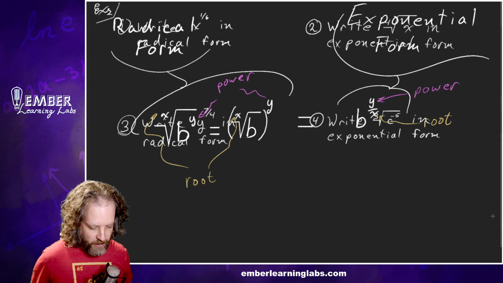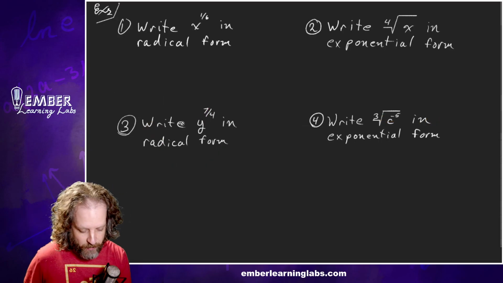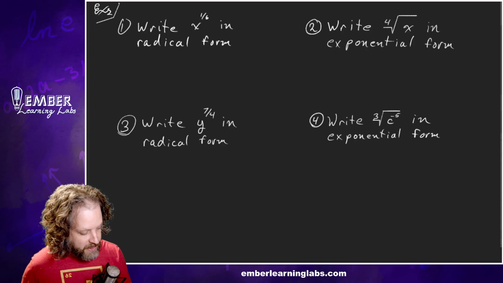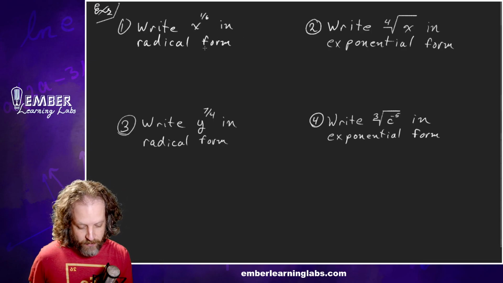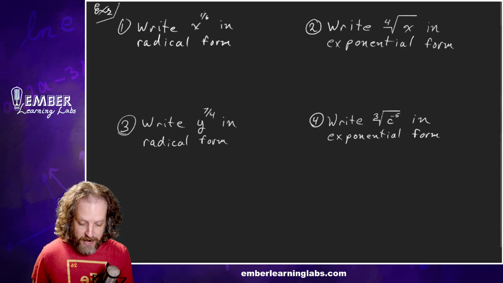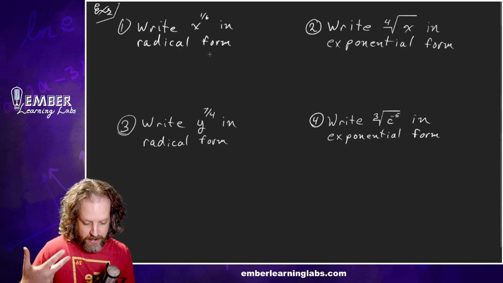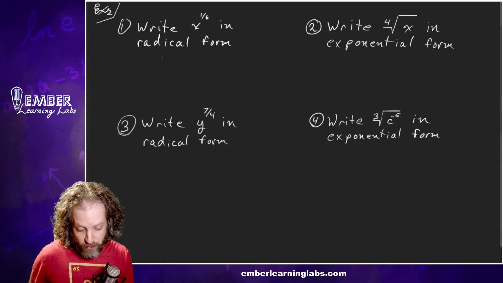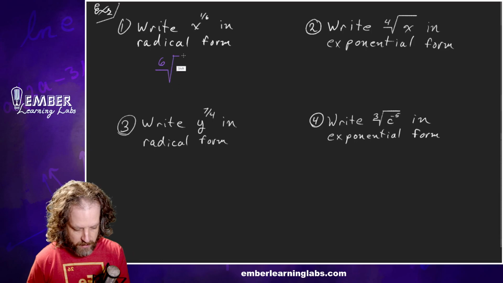It's easy if we don't have too many things on the board. We're going to do these 3 examples, and it's just going to take a second. We're going to write x to the 1/6 in radical form. On the top is a 1, so the power is 1, so it's x to the first. The root is 6, so we convert this into the 6th root of x. That's easy peasy.